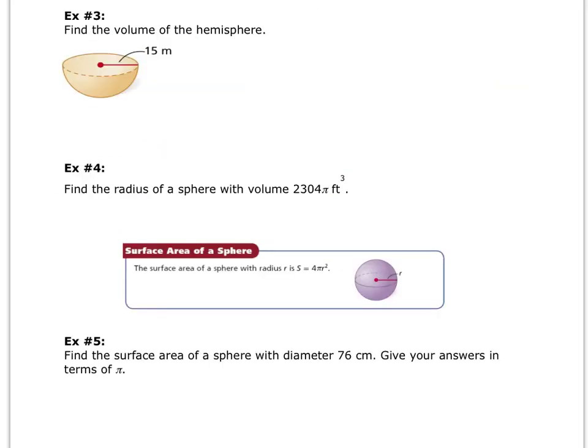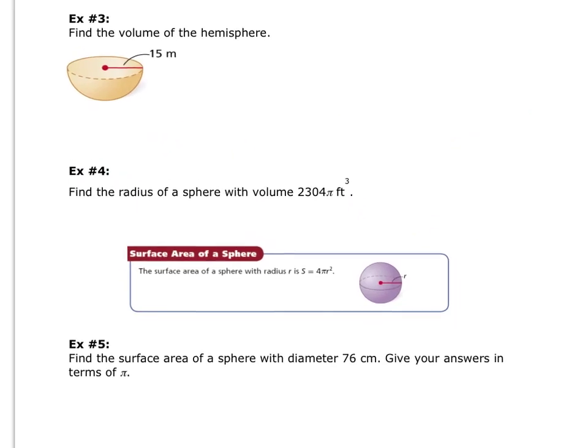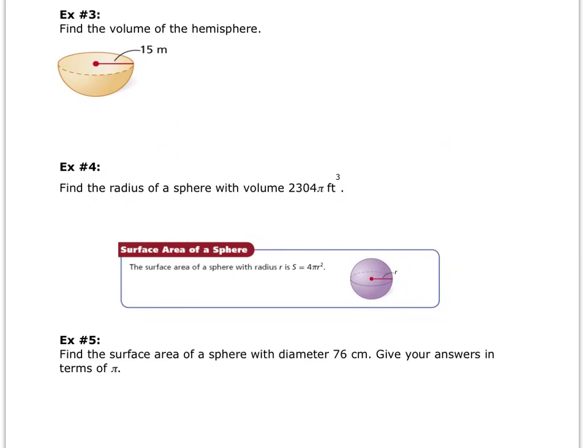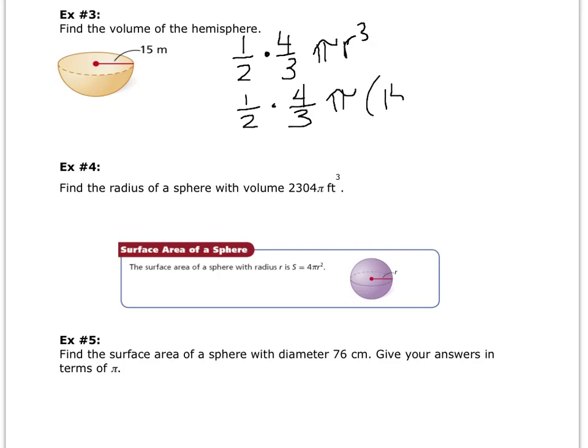Okay, I'm going to do one more with you, and then I'm going to have you try one. So find the volume of the hemisphere. Now, my volume formula is still the 4/3 pi r cubed, but when I want half of that, a hemisphere, I'm going to multiply that by a half. So I can multiply it on the front end or the back end. So I'm going to do 1/2 times 4/3 times pi times 15 to the 3rd power.